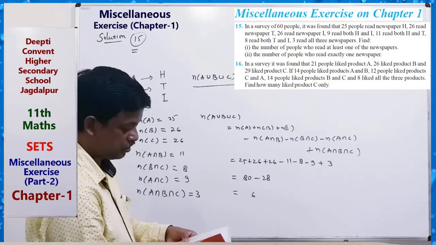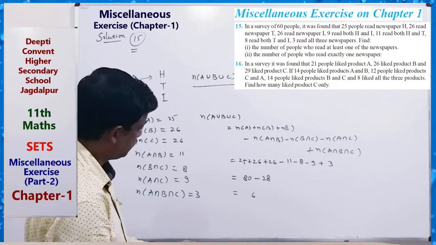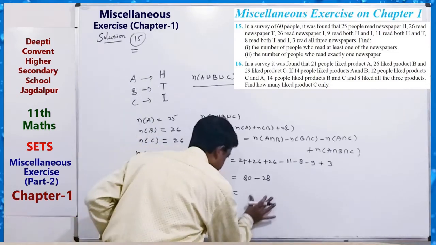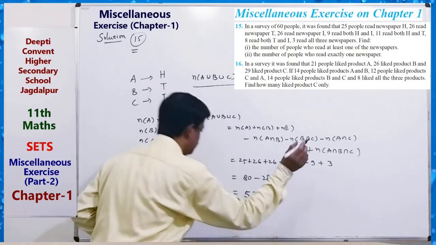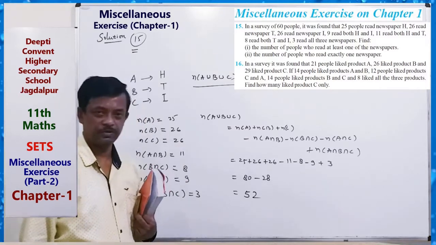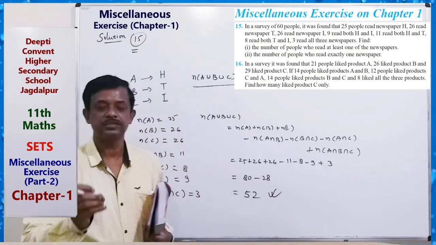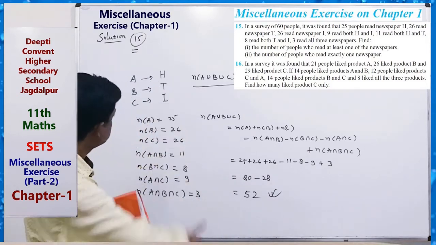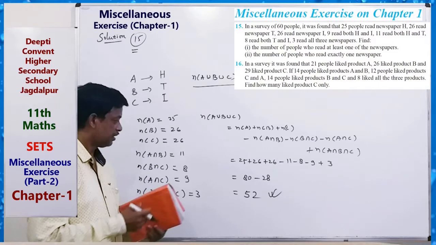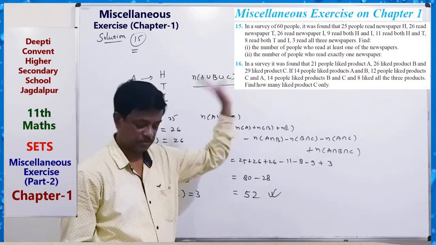The question 15: 28, 80, 30, 52. 80 minus these is 52. So 52 pupils read at least one of the newspapers from these 3. Okay, this is the first result, first answer, first part.